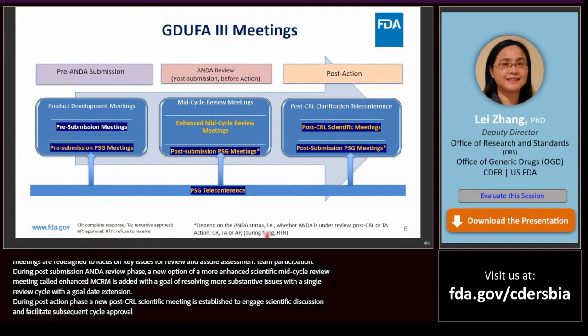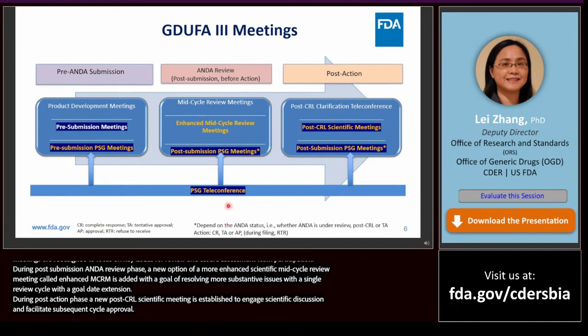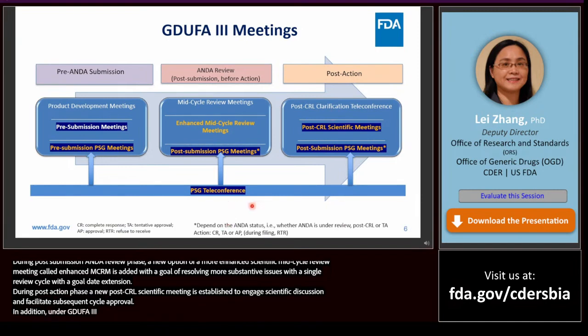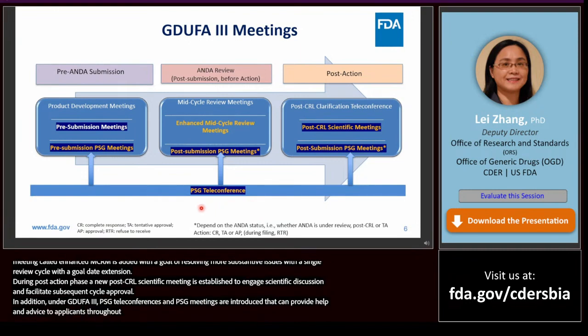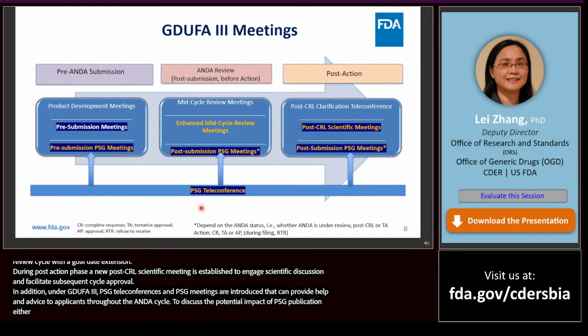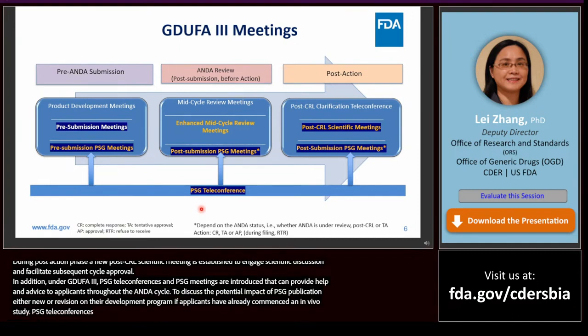In addition, under GDUFA III, PSG teleconferences and PSG meetings are introduced that can provide help and advice to applicants throughout the ANDA cycle to discuss the potential impact of PSG publication, either new or revision, on their development program if applicants have already commenced an in vivo BE study. PSG teleconferences are used to triage the request and determine whether PSG meetings are warranted.